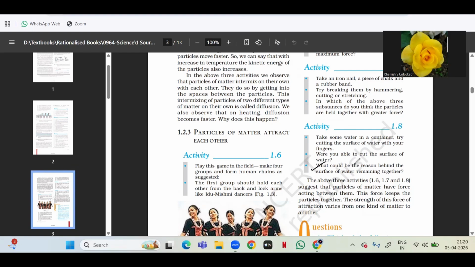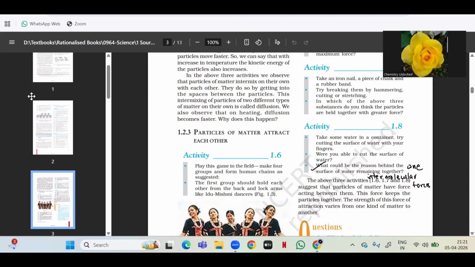So although you move your knife through water, still the water becomes one, it comes back to the original form and shape. So what is bringing them together? Here again, the answer is intermolecular forces. Although you cut through the particles, the intermolecular forces bring them together.